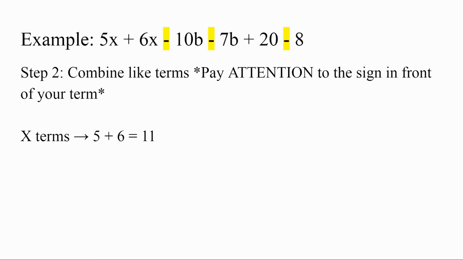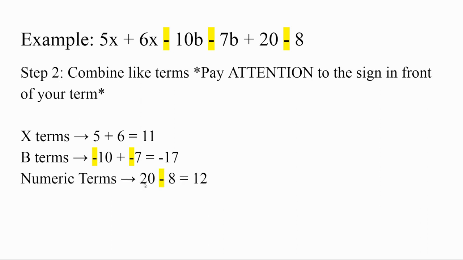So for example, I have 5x and 6x. Those are my like terms, the x terms. So I'm calling them x terms. I have 5 and 6 of them. So I'm going to add 5 and 6 together, and I make 11. Now for my b terms, I have negative 10 and negative 7. So I remember to put my negatives here. So negative 10 plus negative 7 is negative 17.